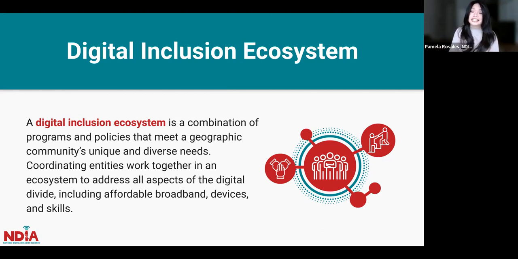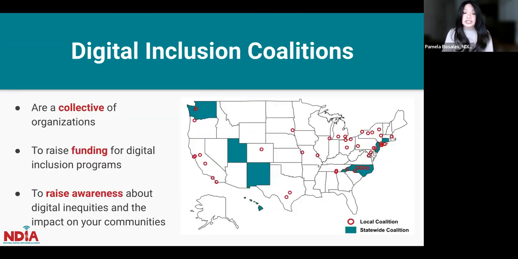But what's really cool is that there is a digital inclusion ecosystem, and what that is, it's a combination of programs and policies that meet that community's unique and diverse needs. So that could be the library, as well as the state or local government working on policies, as well as community resource centers or housing developments that are providing affordable connectivity or devices for their tenants, things like that. And one important kind of pulse to a digital inclusion ecosystem is digital inclusion coalitions.